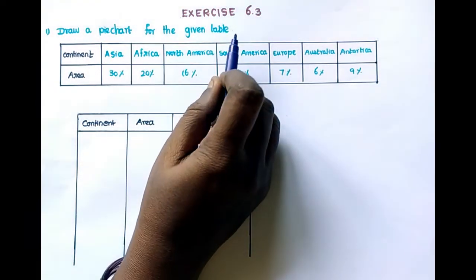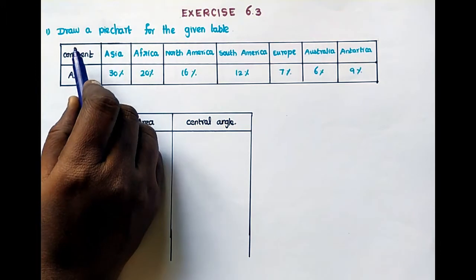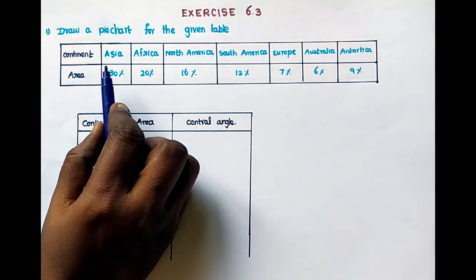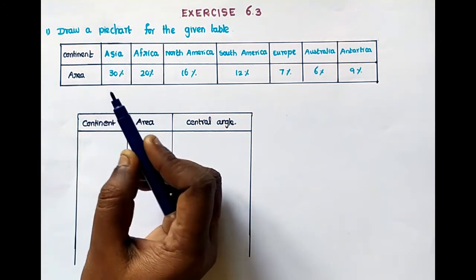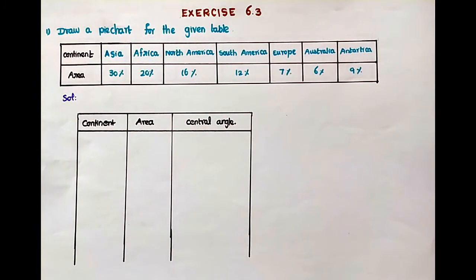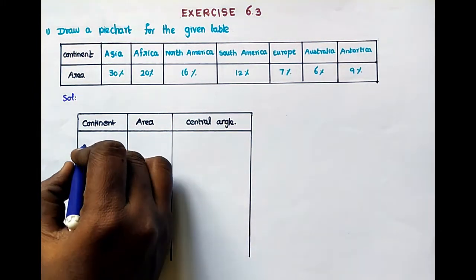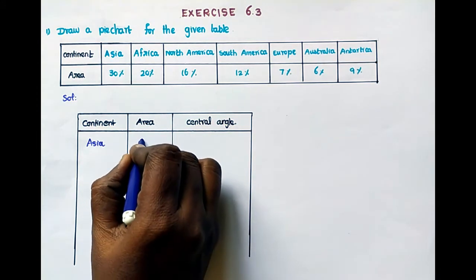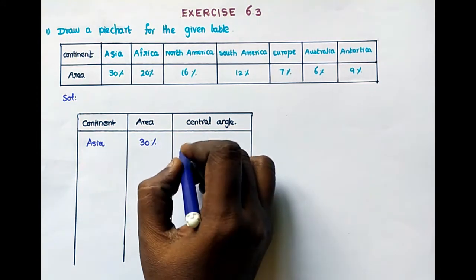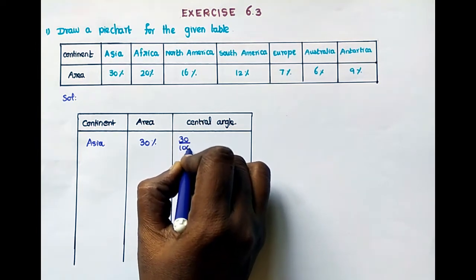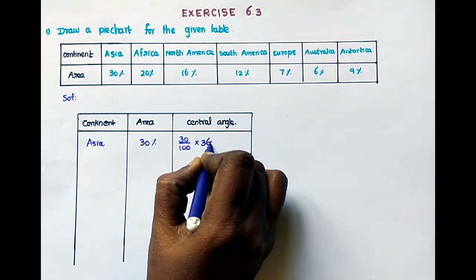Look at this exercise 6.3. First question, draw a pie chart for the given table. First they have given the continent and its area. We have to find out the central angle and then draw the pie chart. First Asia, 30%. That means central angle is 30 divided by 100 into 360.